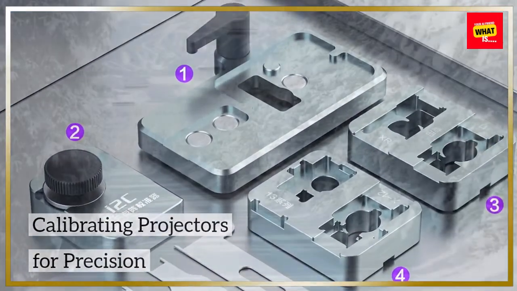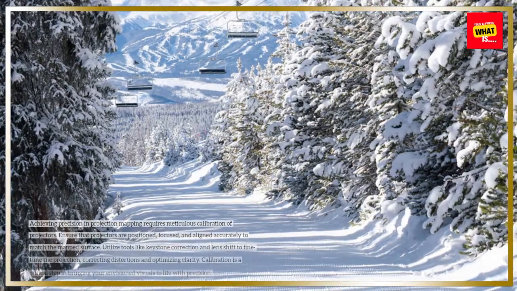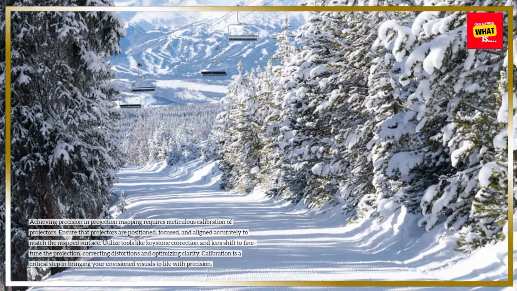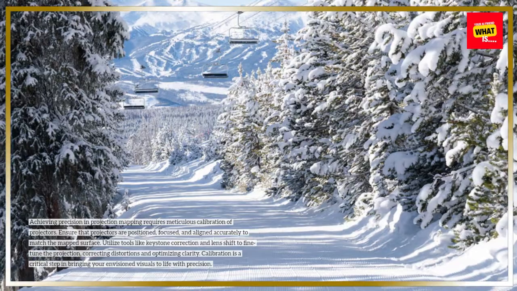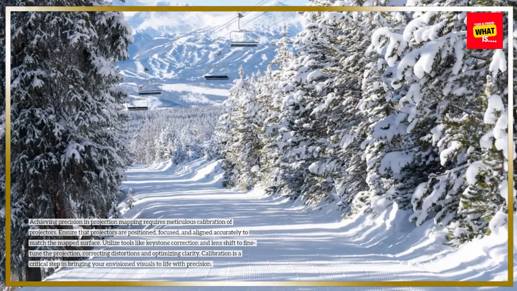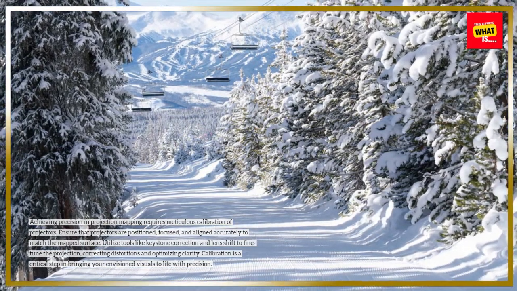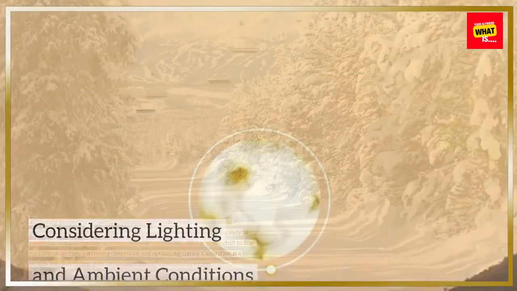Calibrating projectors for precision. Achieving precision in projection mapping requires meticulous calibration of projectors. Ensure that projectors are positioned, focused, and aligned accurately to match the mapped surface. Utilize tools like keystone correction and lens shift to fine-tune the projection, correcting distortions and optimizing clarity. Calibration is a critical step in bringing your envisioned visuals to life with precision.